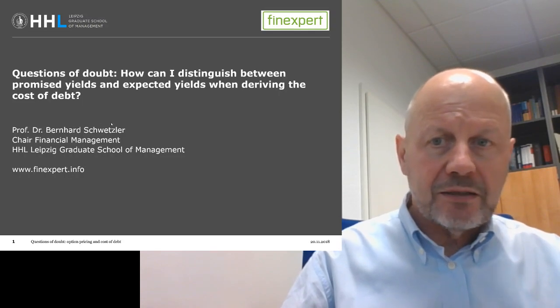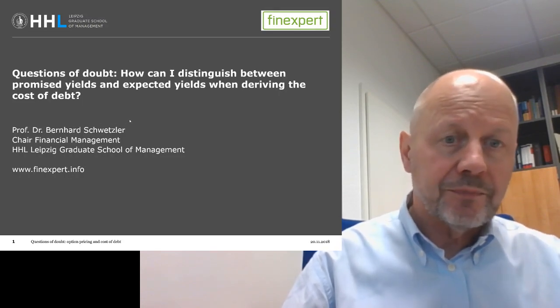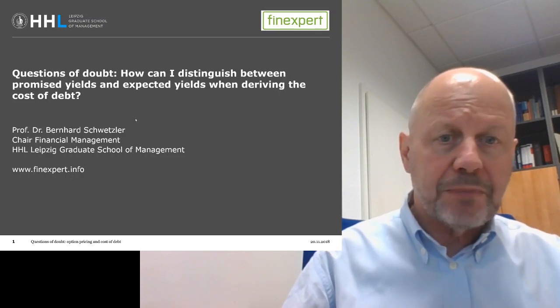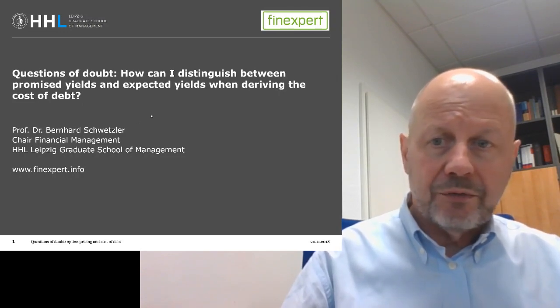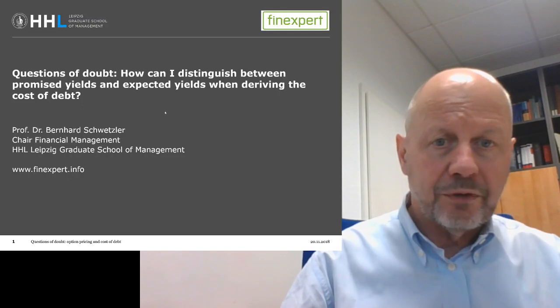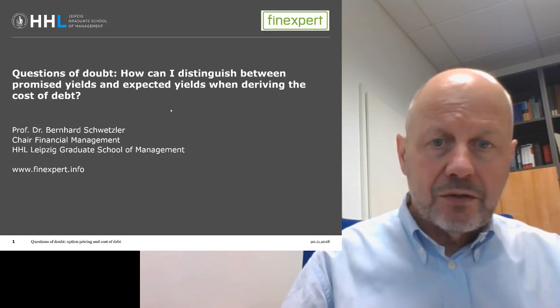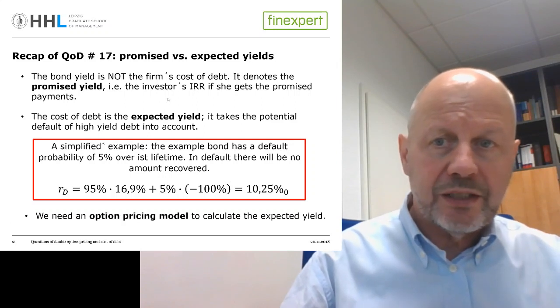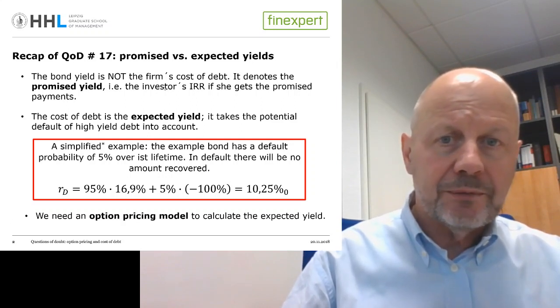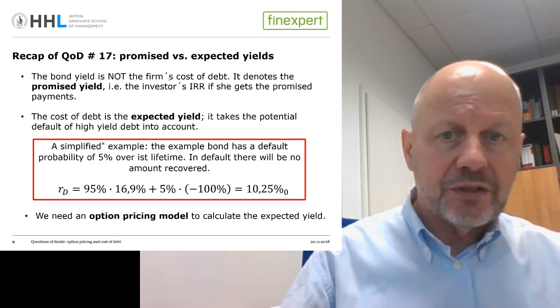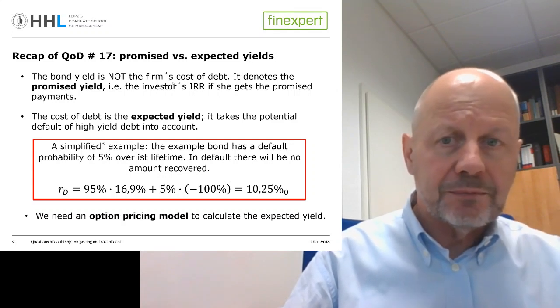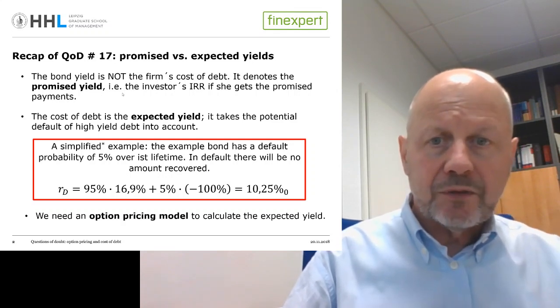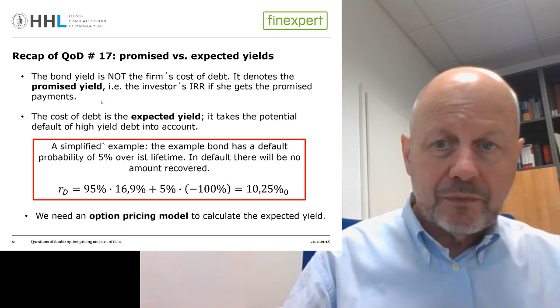My name is Bernhard Schwetzler, and today's question of doubt is: how can I distinguish between promised yields and expected yields when deriving the cost of debt for corporate valuation? This is more or less a leftover from last week's QoD, where we already learned to distinguish between promised and expected yields. So this is a short wrap-up of the results.